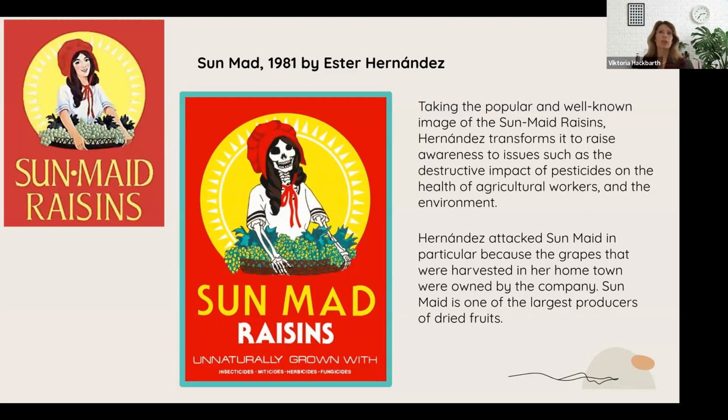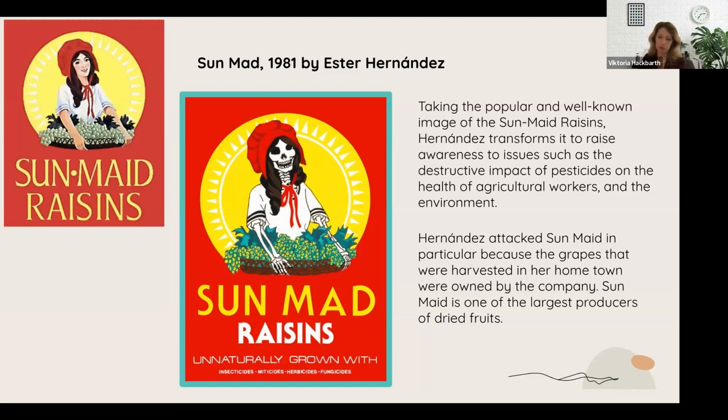So taking the popular and well-known image of the Sun-Maid raisins on the left, Hernandez transforms it to raise awareness of issues such as the destructive impact of pesticides on the health of agricultural workers and the environment. She attacks Sun-Maid in particular because the grapes harvested in her hometown were owned by that company, and Sun-Maid is the largest producer of dried fruits.